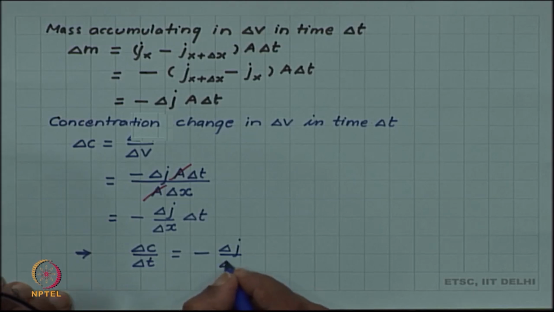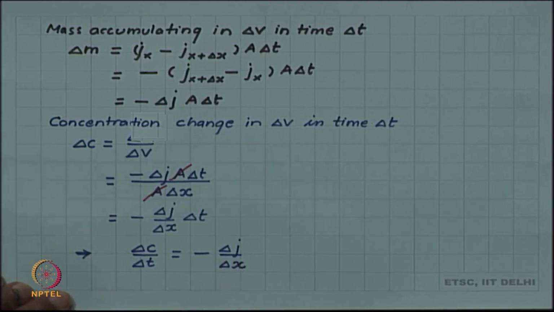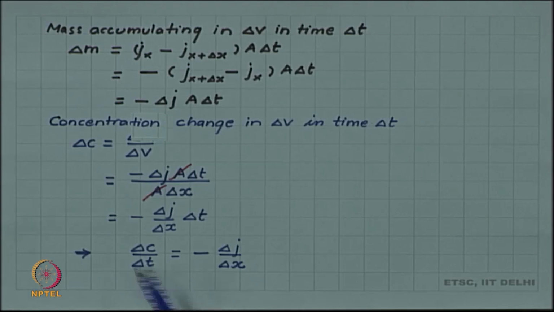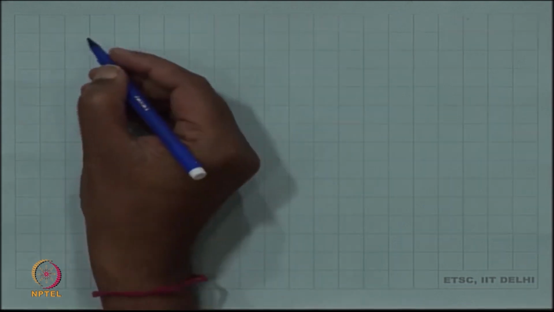del j by del x. So, this is a nice equation we have arrived at, which is giving me that average rate of change of concentration in the time interval delta t is the rate of change of flux with the x coordinate. So, the spatial rate of change of flux is being linked to the temporal rate of change of concentration. So, we already have arrived at our equation, only these are the average values and we want to convert it into a differential equation.